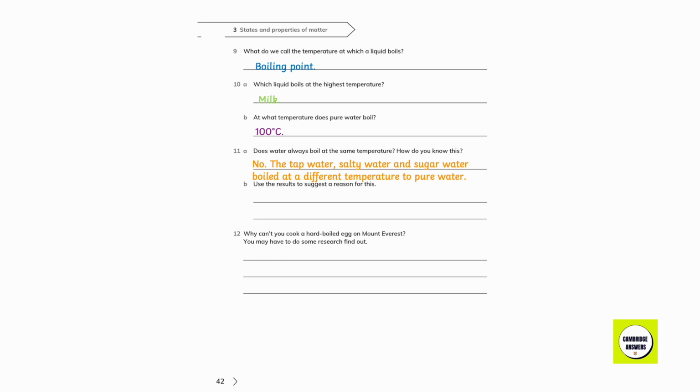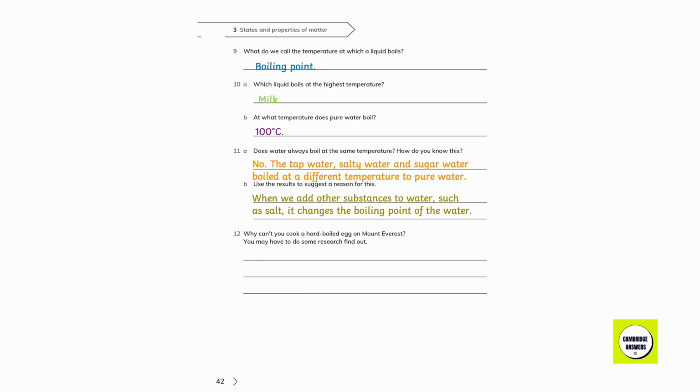No, the tap water, salty water, and sugar water boiled at a different temperature to pure water. Use the results to suggest a reason for this. When we add other substances to water, such as salt, it changes the boiling point of the water.